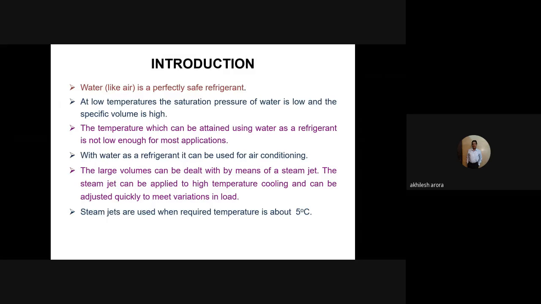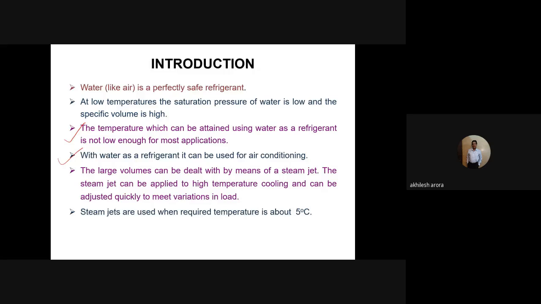The temperature which can be attained using water as a refrigerant is not low enough for most of the applications. You know that the freezing point of the water is 0 degrees Celsius. So for most of the applications, if we want to use water as a refrigerant, we cannot go for very low temperatures. We have to operate the system above 0 degrees Celsius in any case. With water as a refrigerant, it can be used for air conditioning.